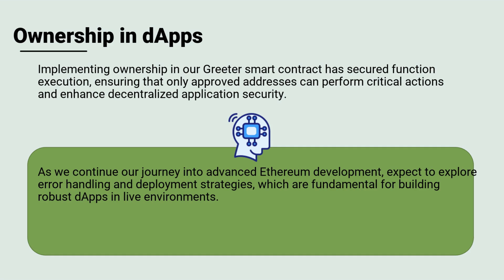In conclusion, by implementing ownership in our Greta smart contract, we learned how to secure functions so that only approved addresses can execute certain actions. We discussed how to create a simple ownership model, added functionality to ensure only the owner can change greetings, and provided the ability to transfer ownership. These principles enhance the accessibility and security of our decentralized applications.